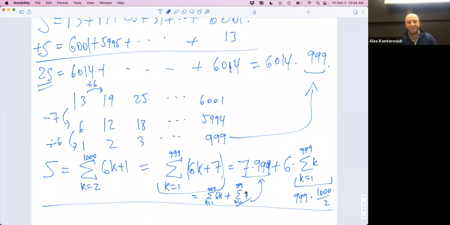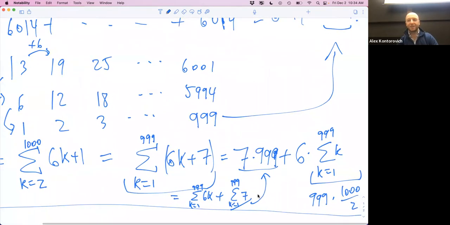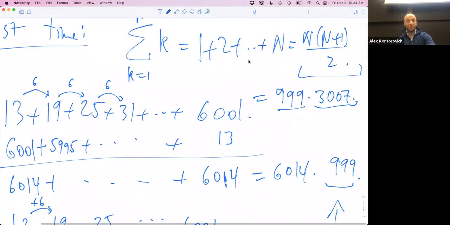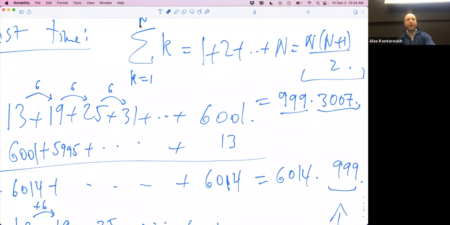Where's the k in here? When I switch to numbers here? Yeah, right there. Where does this come from? You want to see the formula again. The formula is, if you add up the first n numbers, the answer is n times n plus 1 over 2. That's what we proved last time. And so I'm doing exactly that. I'm summing the first n numbers, but n is 999. So it's 999 times 999 plus 1 over 2.